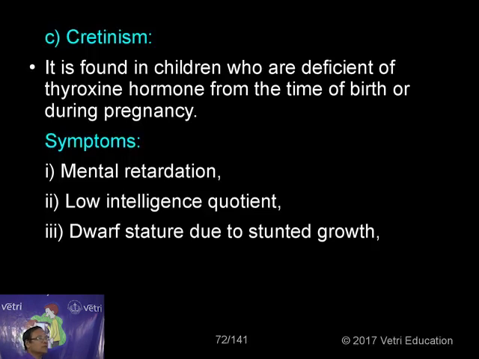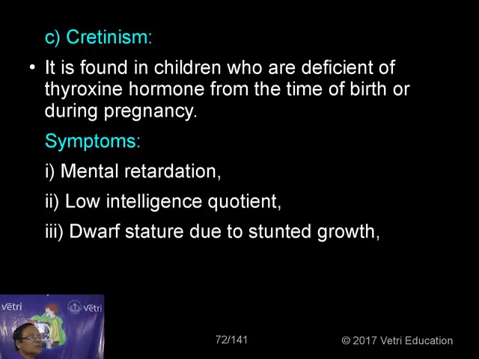Now I mentioned earlier, mental retardation, then low intelligence quotient. We can calculate the intelligence quotient by calculating what is called the mental age, and also by using the chronological age. So the mental age is divided by the chronological age multiplied by 100, and you can get what is called the IQ. So the low intelligence quotient, low IQ.